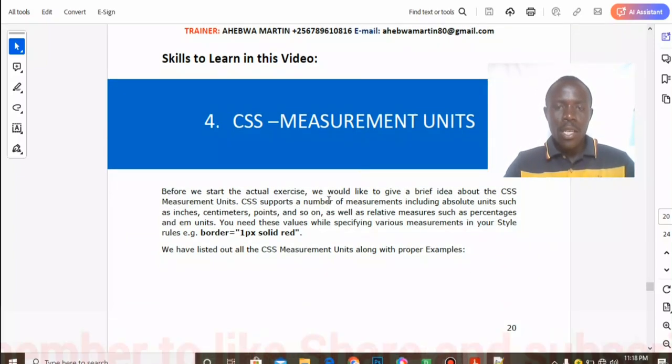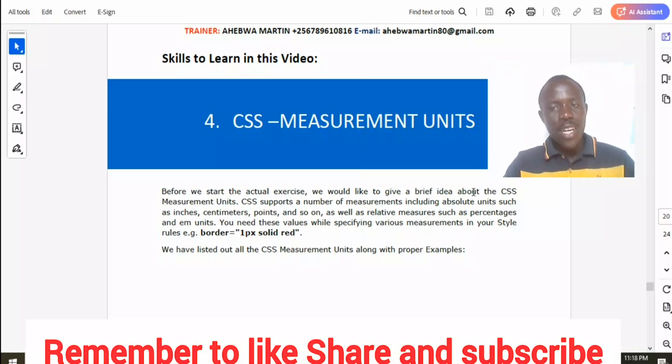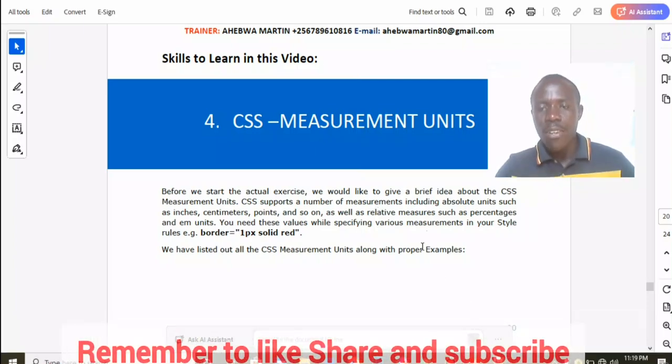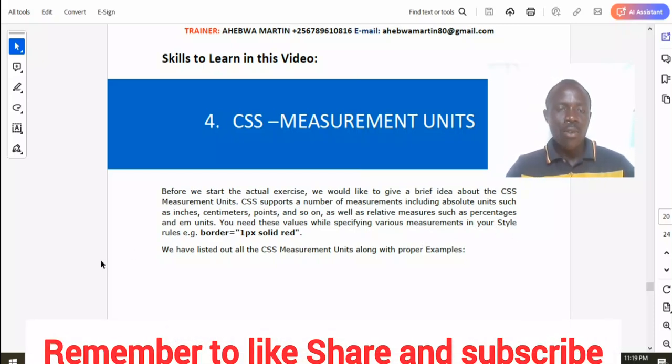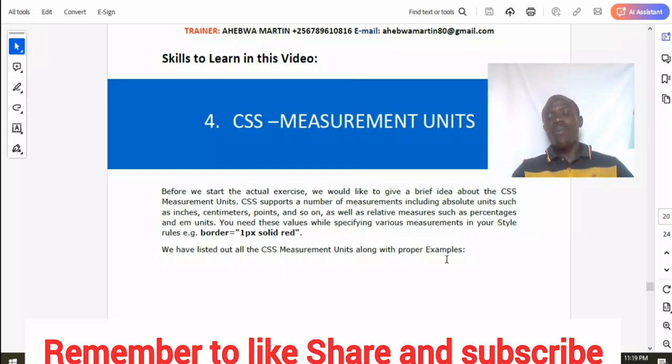Before we start the actual exercise, we would like to give a brief idea about the CSS measurement units. CSS supports a number of measurements, including absolute units such as inches, centimeters, points, and so on, as well as relative measures such as percentages and the EM units. You need these values while specifying various measurements in your style rules, e.g. border equals 1 pixel solid red. We have listed out all the CSS measurement units along with the proper examples.